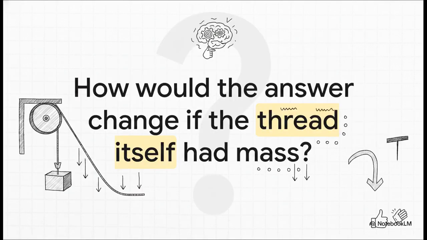So, I'll leave you with a little something to chew on. How would our elegant solution, M(t) equals mgrt, change if the thread itself actually had some mass? Would that external torque still be a nice, simple constant? Or would it change as more and more thread unspools? It's a great little puzzle that builds right on what we just did.